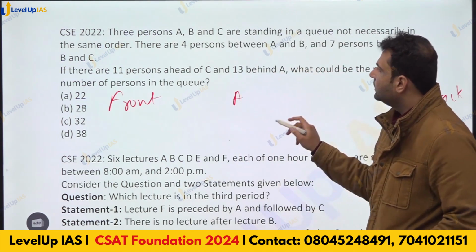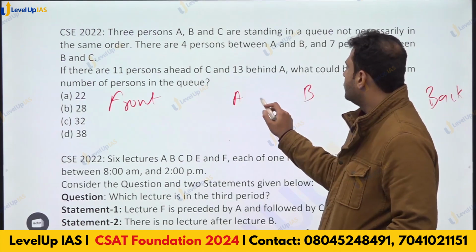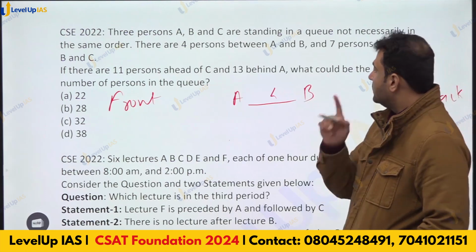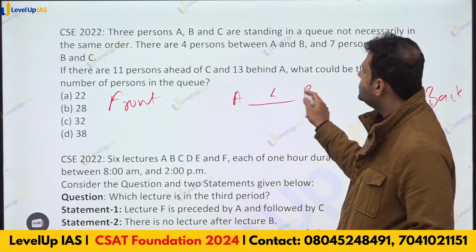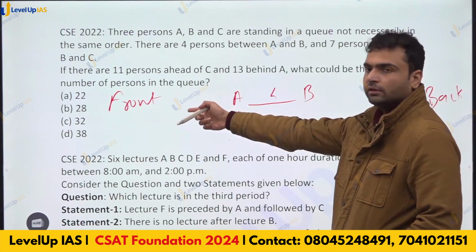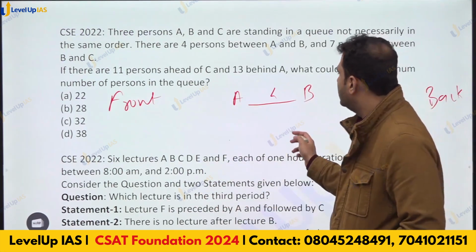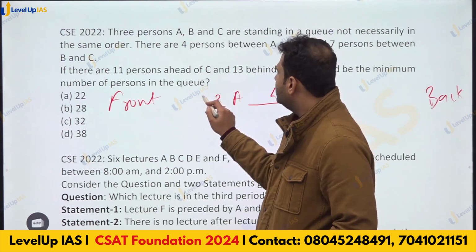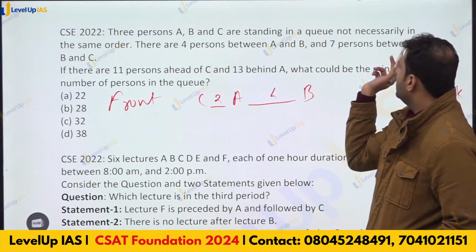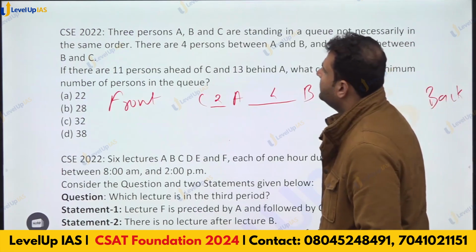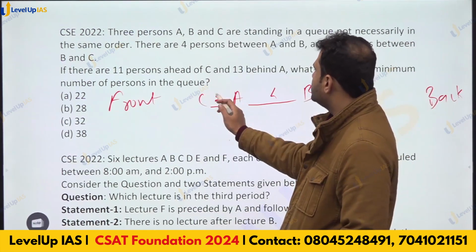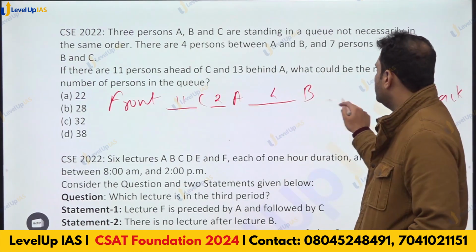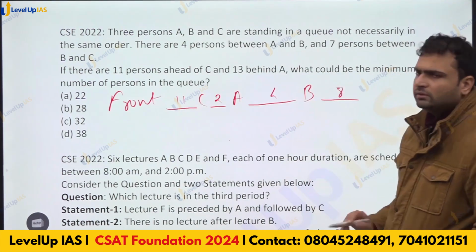We have A here and B here. There are four persons here. Then seven persons between B and C. Let us put C ahead of B on this side, so that we don't have to get any extra number of people. So we have 4, A is fifth. Then 2 more, 6, 7, and here we have C, because we have 7 persons between B and C. And then there are 11 persons ahead of C. So 11 are here, and 13 persons behind it. So 4, 5 plus 8. This is our case number 1.